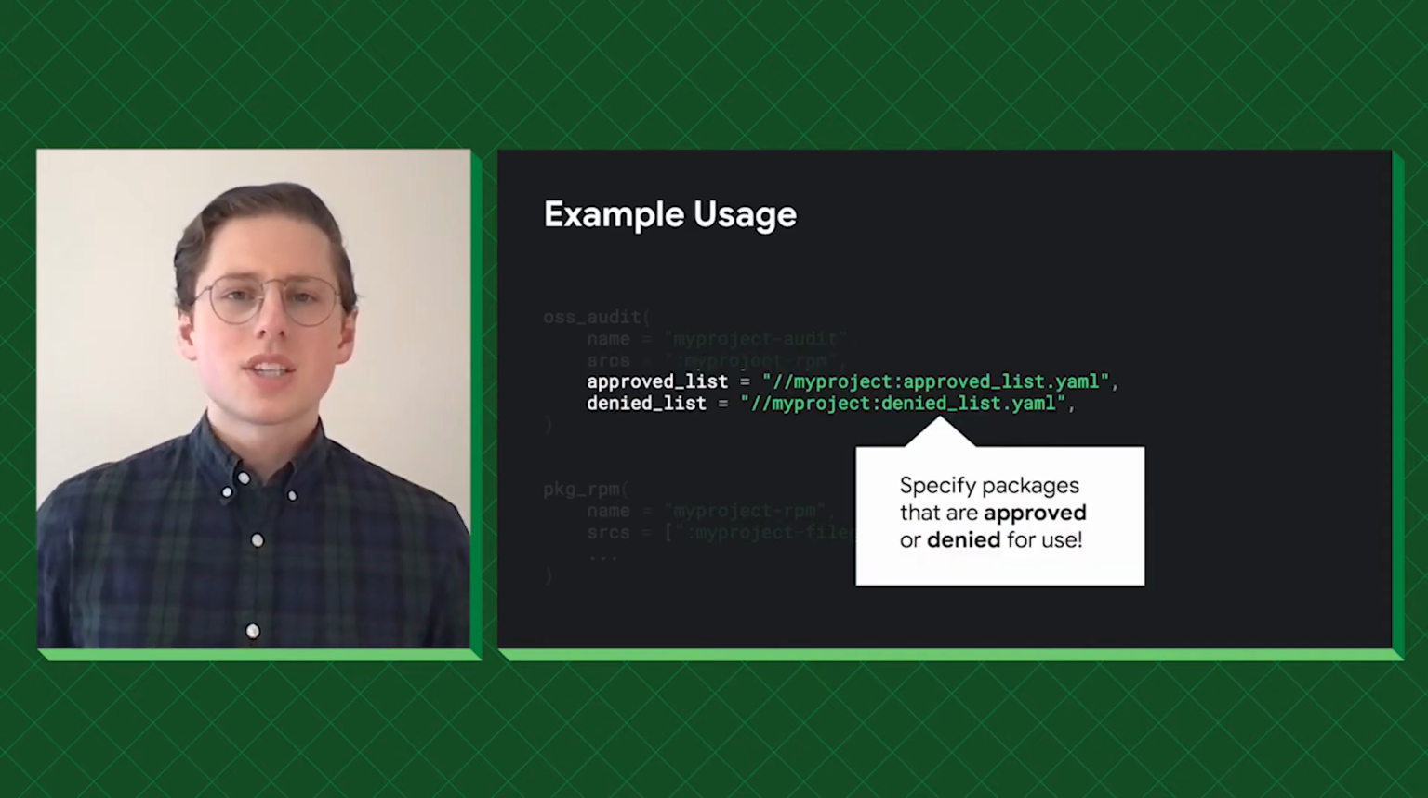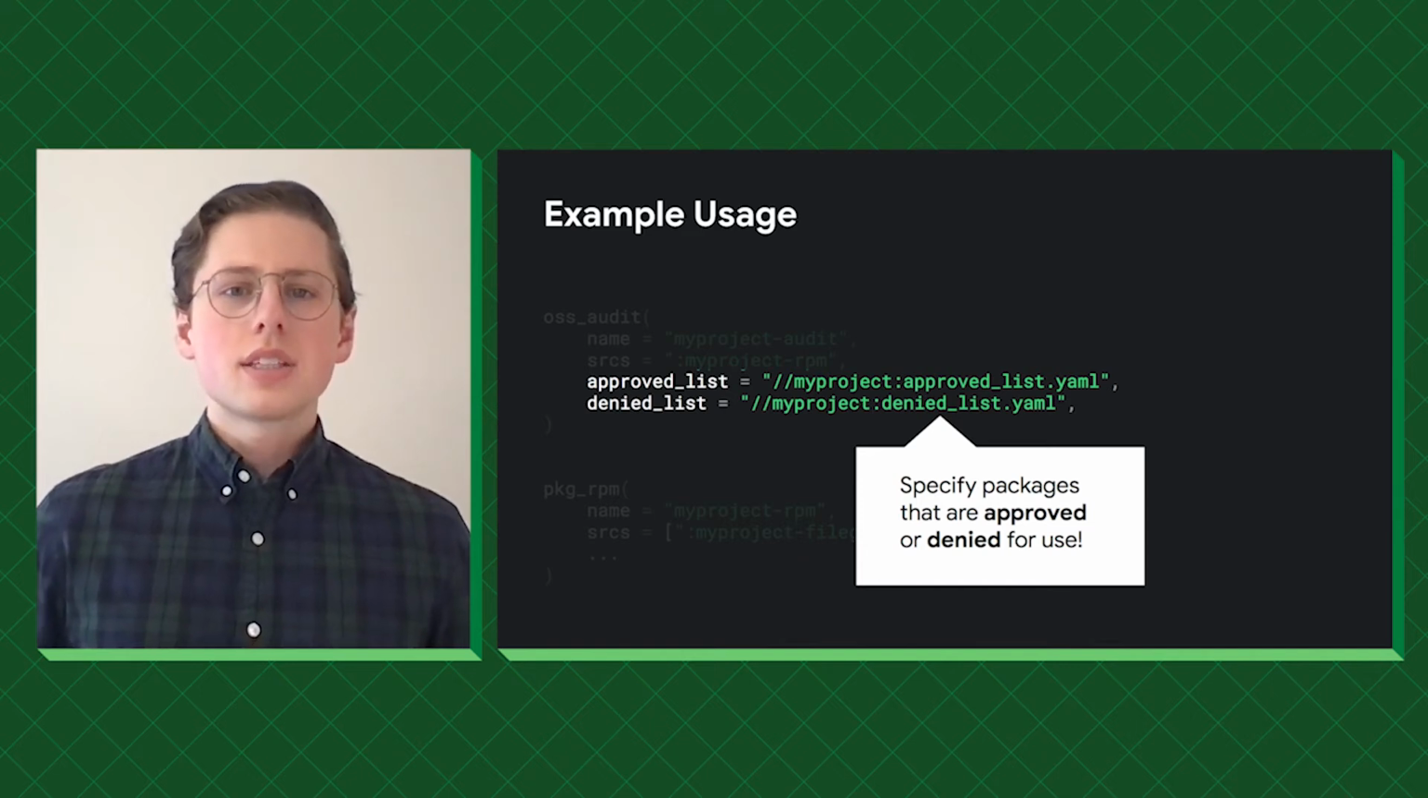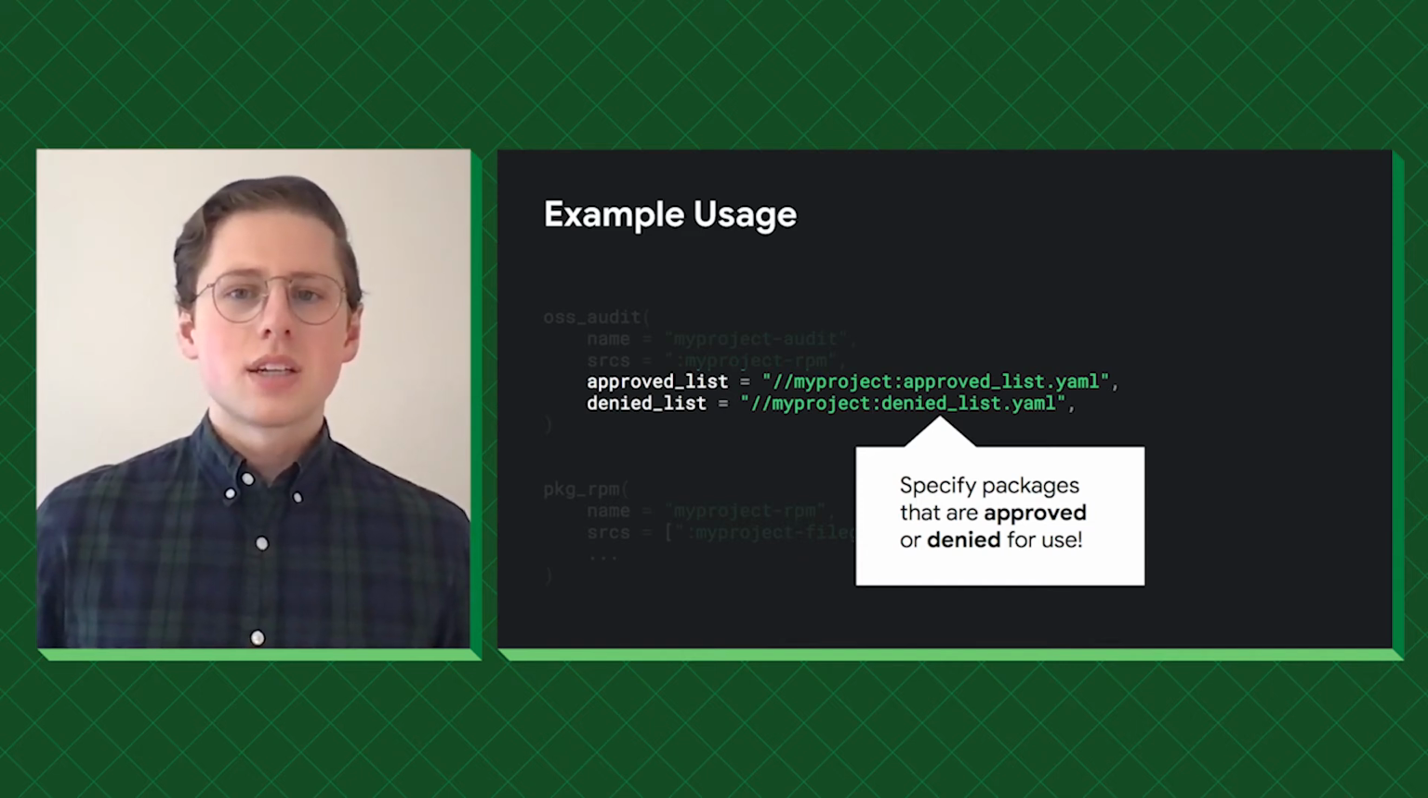The approved and denied lists inform OSS audit about which packages are approved or denied. These lists are used to provide extra data to be included in the bill of materials, such as copyright notices and information about how the package is used.